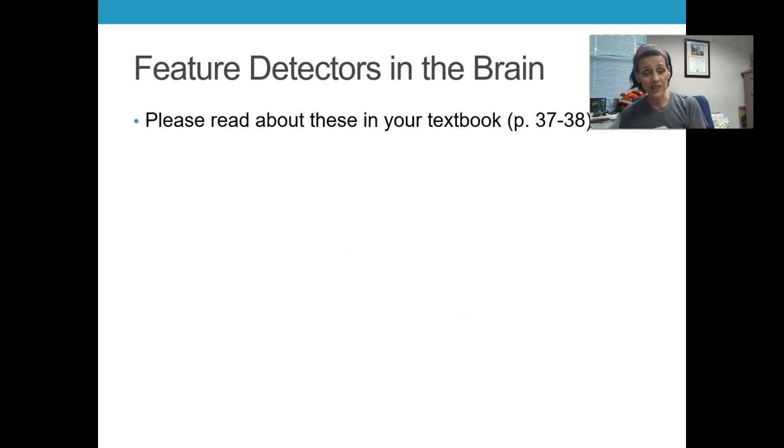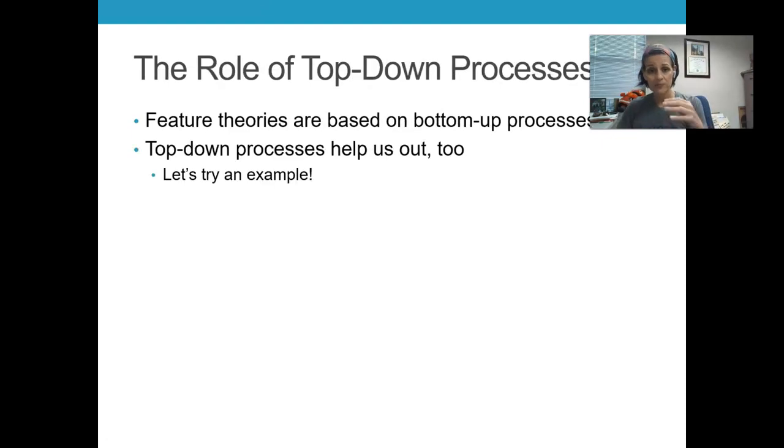Now, your book talks about feature detectors in the brain. If you're using the second edition of the book, it'll be on pages 37 to 38. If you are using the third edition of the book, it'll be on page 46. You can go ahead and read about those in your textbook.